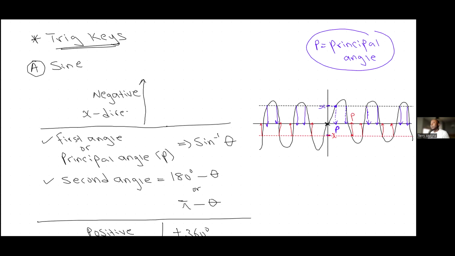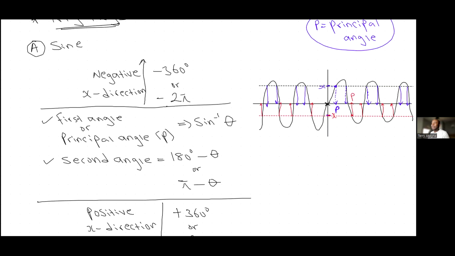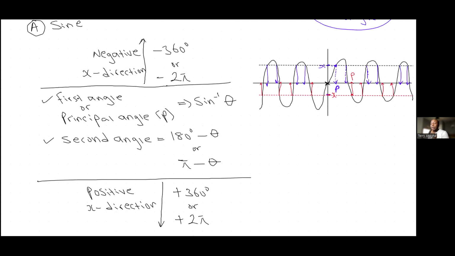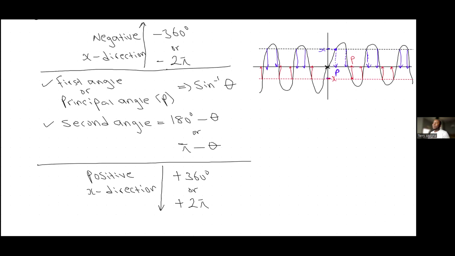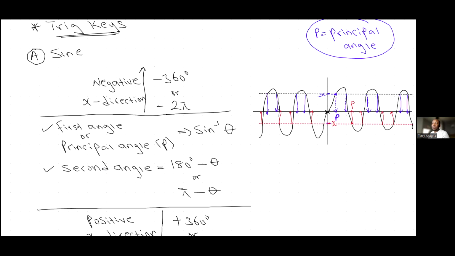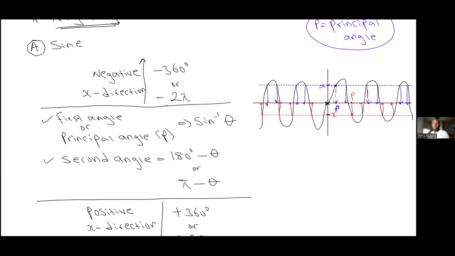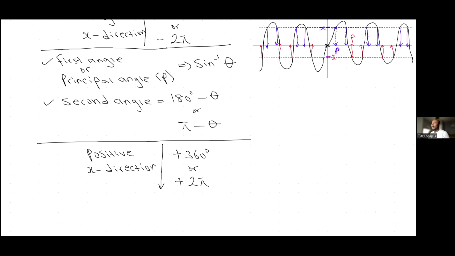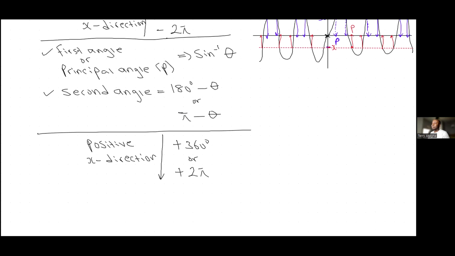Okay? The same thing, you'll be minusing what? You'll be subtracting 360 degrees. Or if you're working in radian, you'll be subtracting what? 2 pi. Okay? So for the first angle is the sine inverse of theta. The second angle is 180 degree minus theta or pi minus theta. Now, when you're going in the negative direction, you'll be subtracting 360 or 2 pi. When you're going in the positive direction, you'll be adding 360 or 2 pi. And that is that for sine.